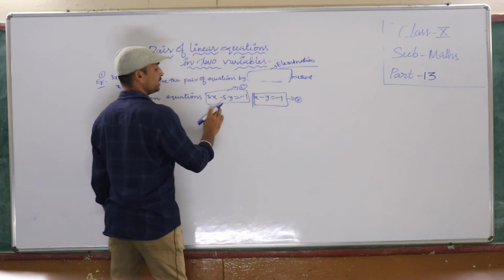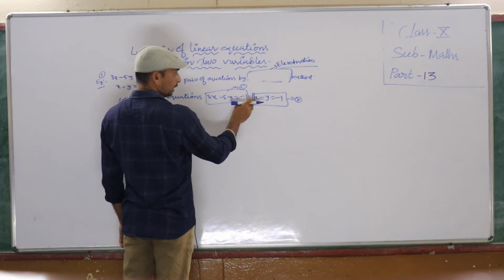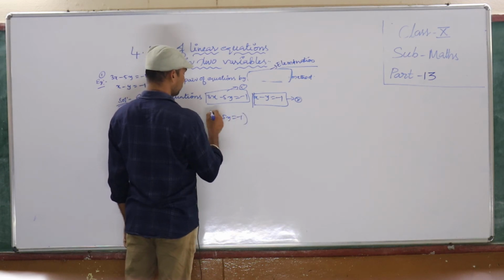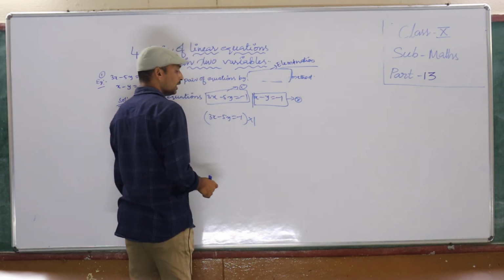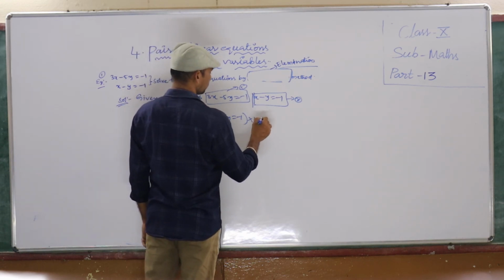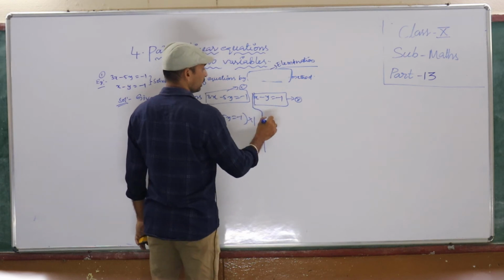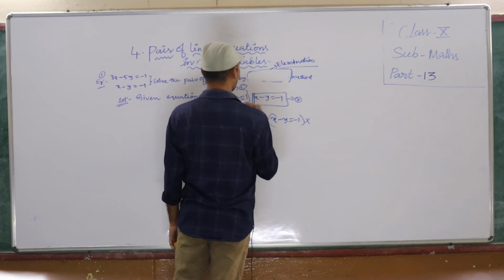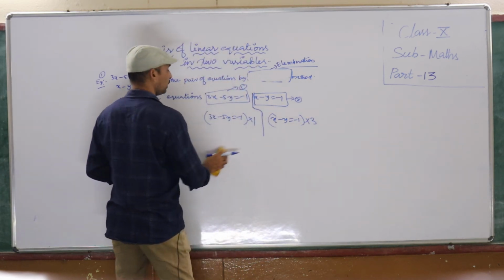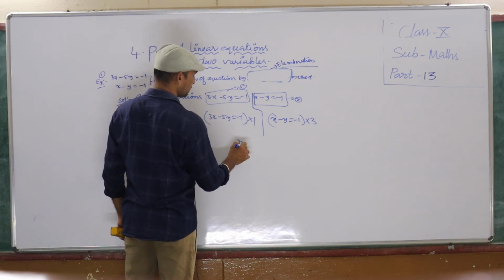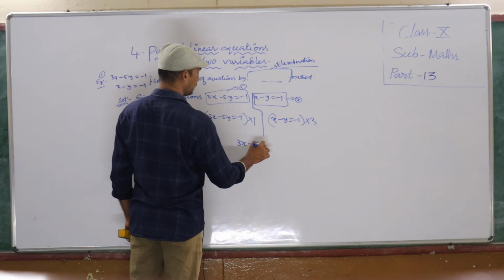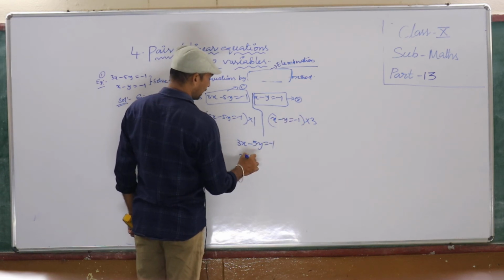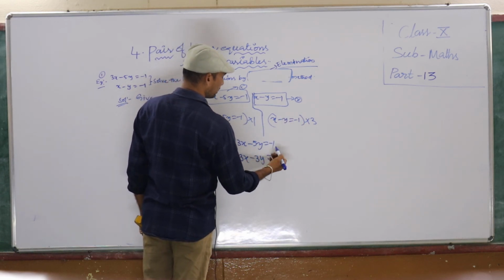Okay? Then the first equation, here the x coefficient is 1, so first equation, multiply with 1. And the second equation, x minus y is equal to minus 1, multiply with 3. So these two equations: 1 into 3x, 3x, minus 1 into 5y, 5y, minus 1. Then 3 into x, 3x, minus 3y is equal to minus 3.